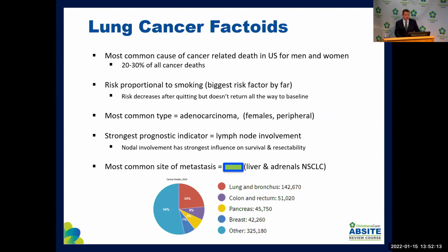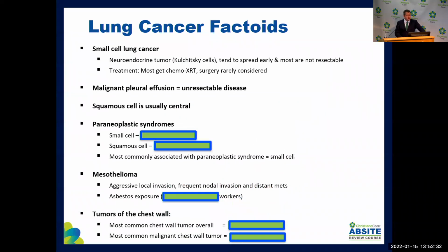The strongest prognostic indicators can be the lymph node involvement. Most common site of metastases? Brain first, yep. Non-small cell lung cancer can go to the liver and adrenals as well, but most commonly the brain first. All right. Small cell lung cancer, these are going to be neuroendocrine tumors coming from Kulchitsky cells. These tend to spread early because they divide rapidly. So generally, by the time these are diagnosed, they're not resectable. Treatment's just going to be chemoradiation, surgery rarely an option. As we mentioned before, malignant pleural effusion makes this unresectable disease.